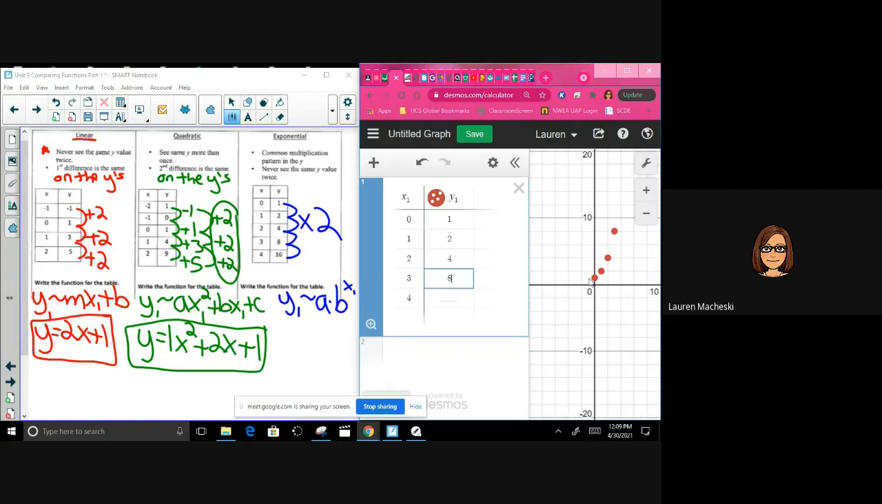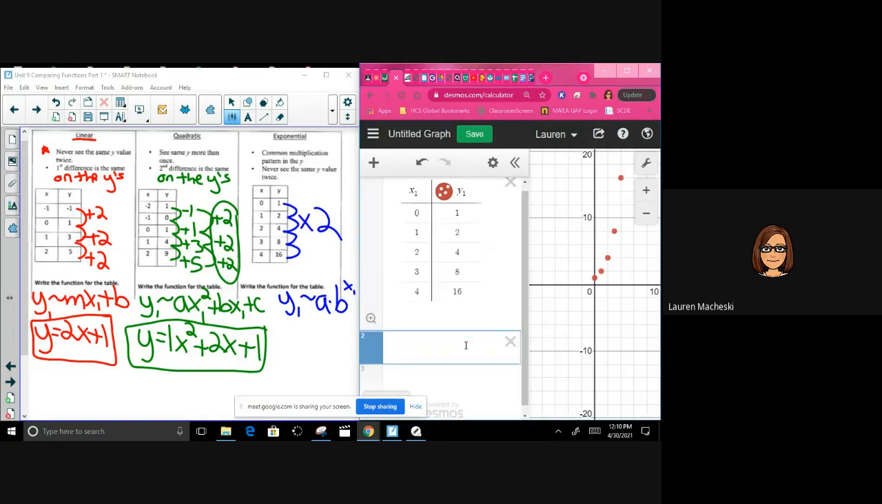So it plots my points for me. I can kind of see that's going to be a growth because it's going to increase. Uh-oh, what am I missing? Oh, I forgot the 16. Make sure you got something for every spot. Everything matches up with something. And then tell your calculator, I know it's exponential, so let's write it.